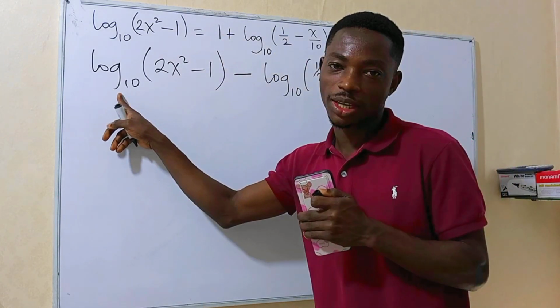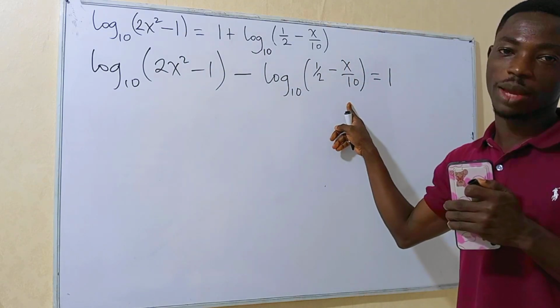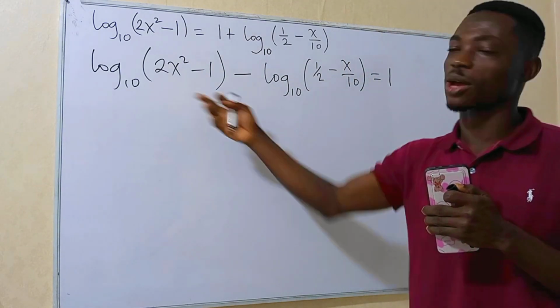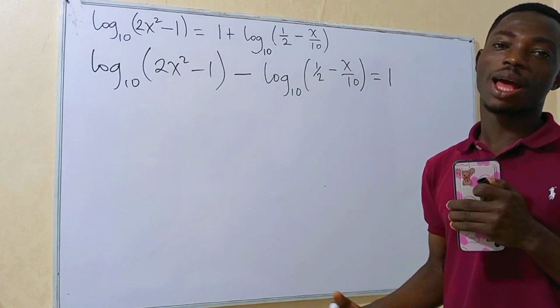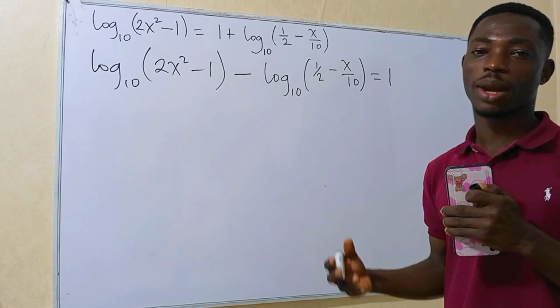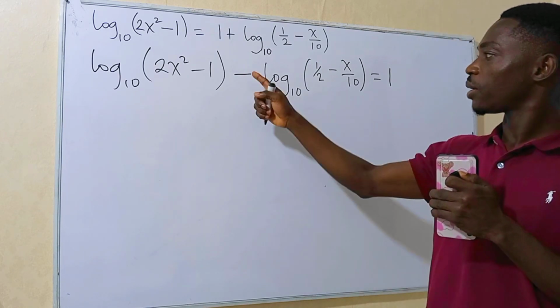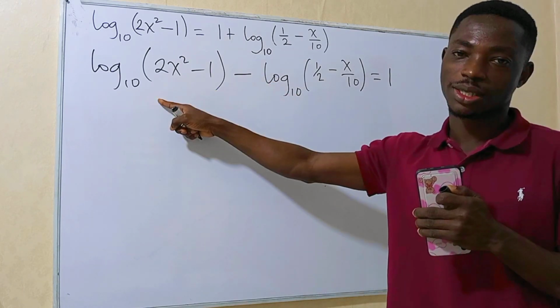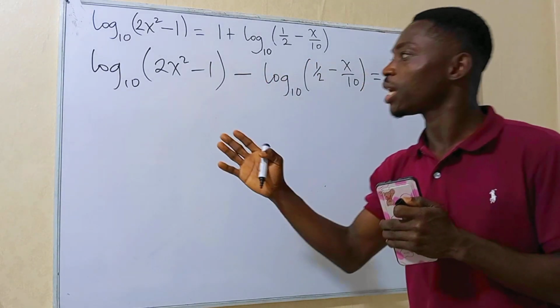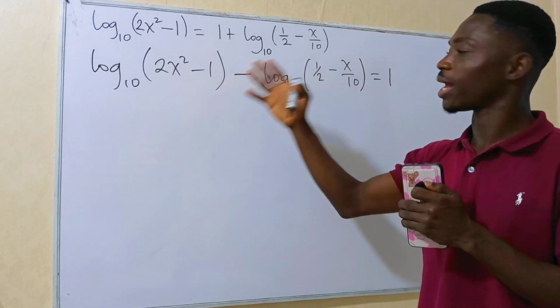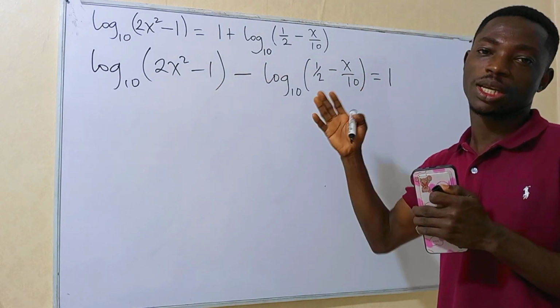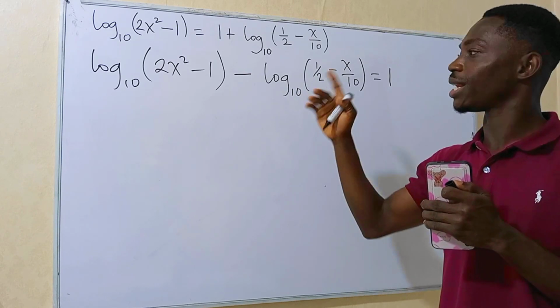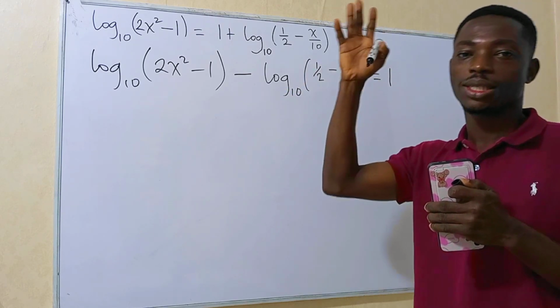This is a term containing log. This is also a term containing log. And the bases are also the same. If this happens, we can actually apply one of the laws. Remember, we are taking the whole of this from this. I think law 2 says that if you have a term containing log and another term containing log, and of course the bases are the same, and they are subtracting, we can divide.